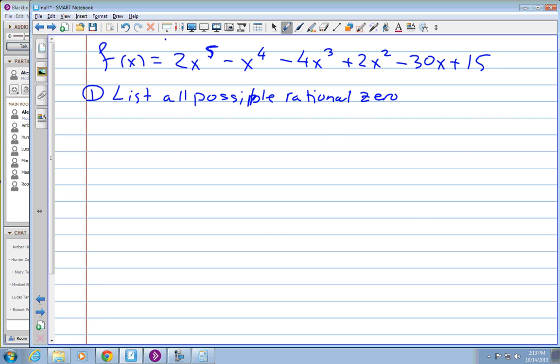rational zeros. So the options for p, for the numerator, would be all the factors of the constant. So 15, it can be plus or minus 1, plus or minus 3, plus or minus 5, plus or minus 15. So these are all possible factors of that constant term, while the possibilities for q, the denominator, will be all the possible factors of the leading coefficient, which is 2, so plus or minus 1, plus or minus 2.